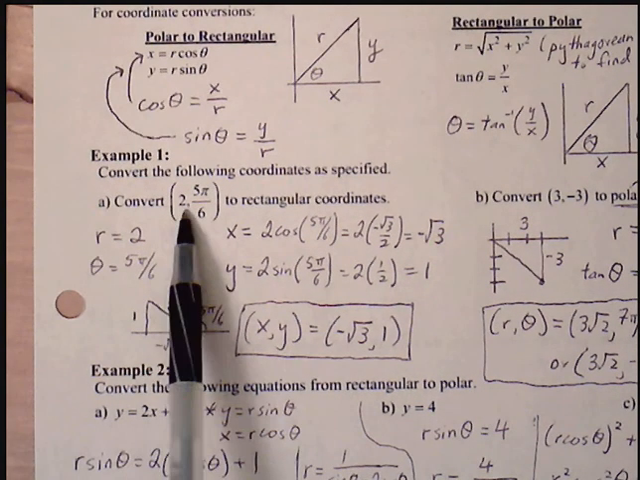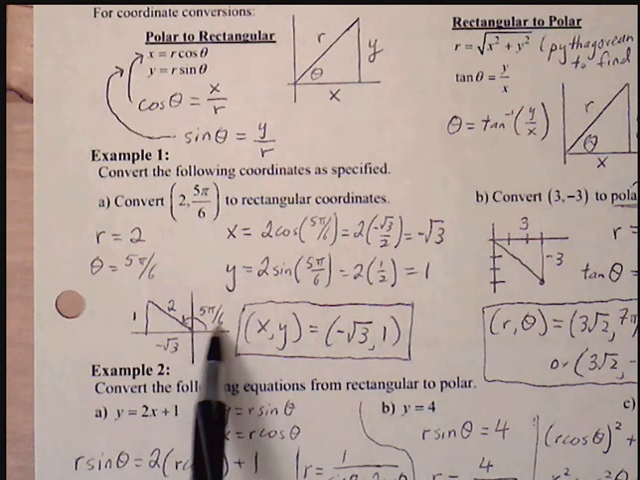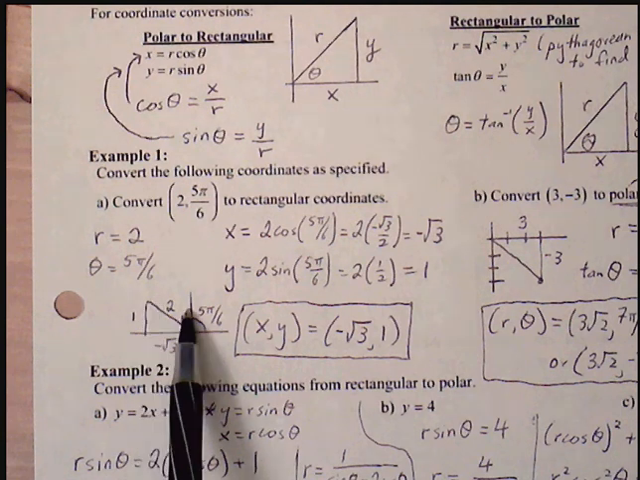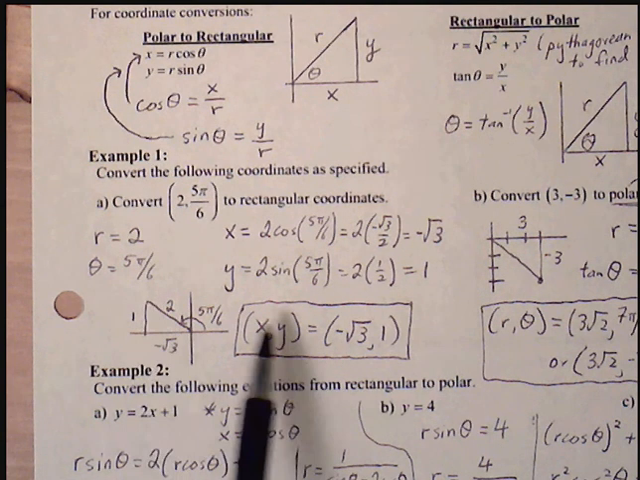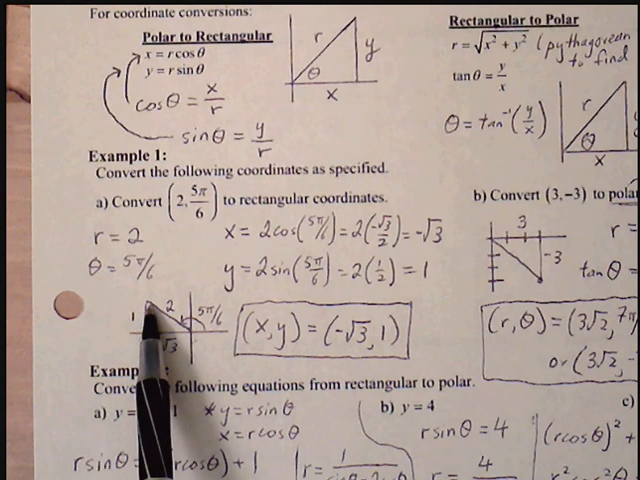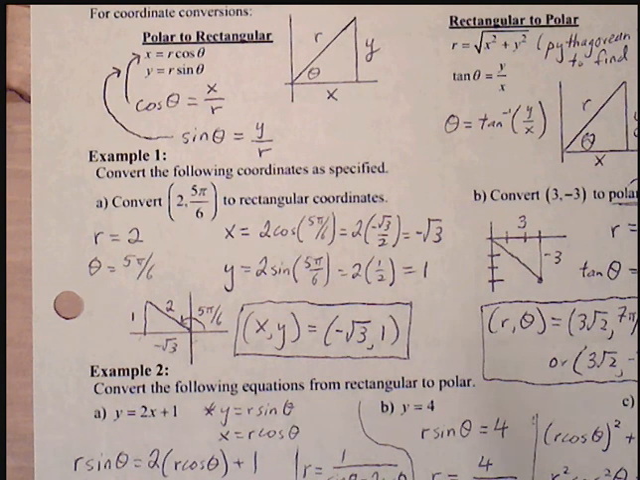And that should make sense because 5 pi over 6 will take us to the second quadrant with going out 2 units. And my ordered pair, negative root 3, 1, also makes sense in the second quadrant.